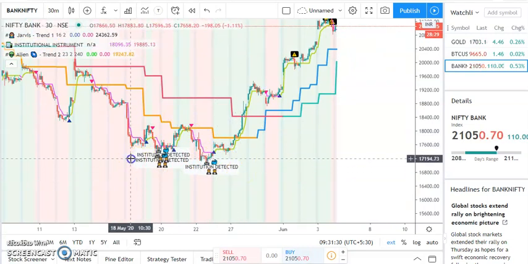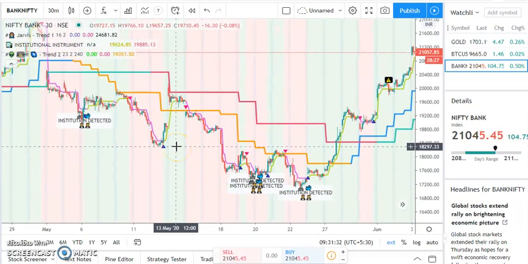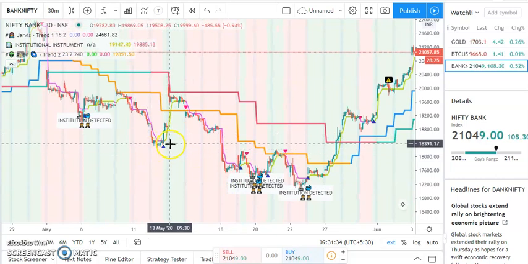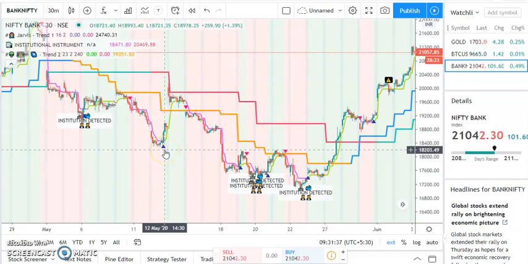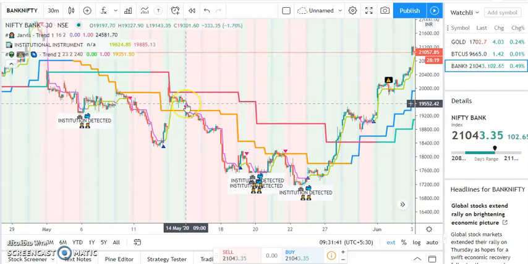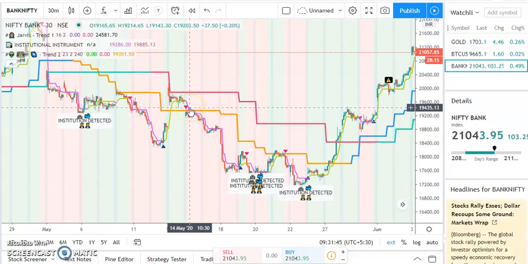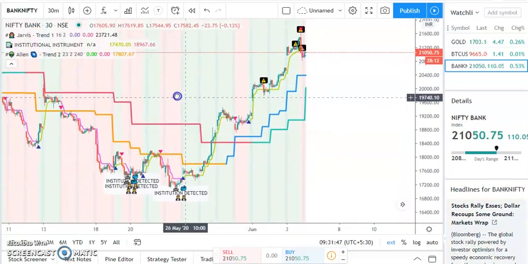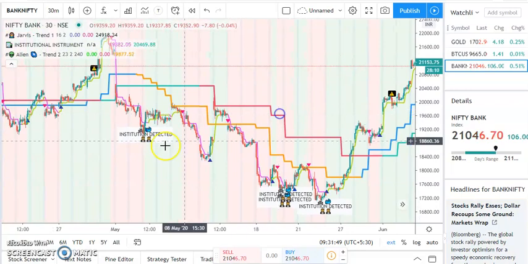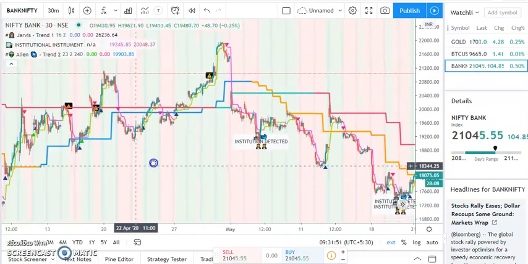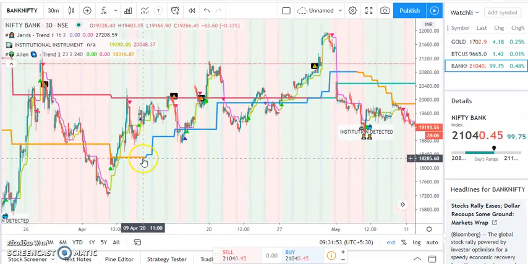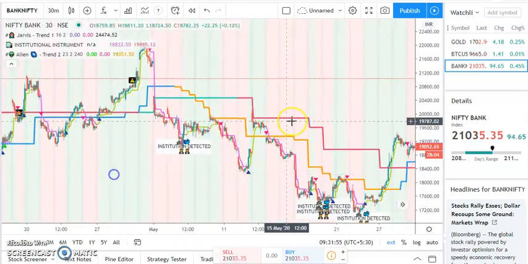Okay, so there are two different arrows. This blue arrow means it's a buy, a long. The red triangle means it's a sell or a short. Many people ask me what the meaning of that is. This mother trend will also act as a dynamic support and resistance.